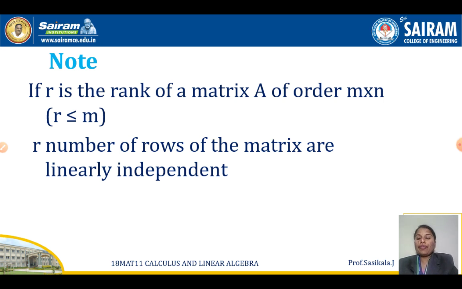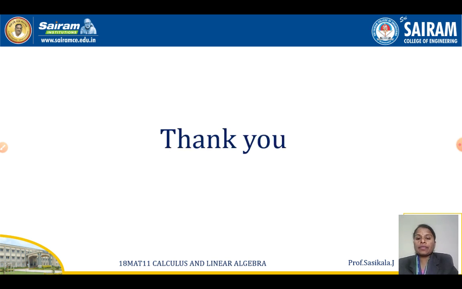Before going into the problems, we'll see a note. If R is the rank of a matrix A whose order is M cross N, and R is less than or equal to M, then R rows of the matrix are linearly independent. That is, the rank of a matrix gives the number of rows that are linearly independent. Okay. So that's all.